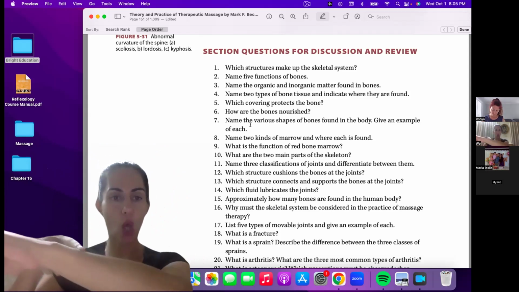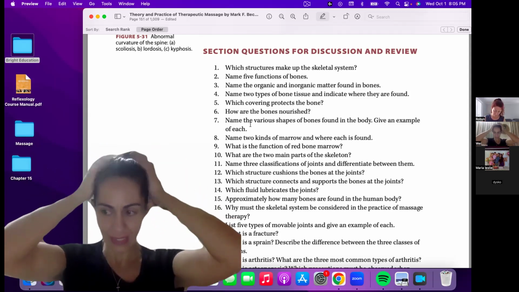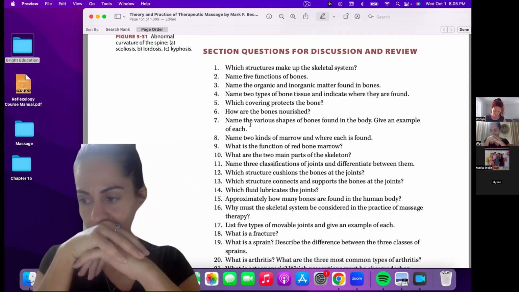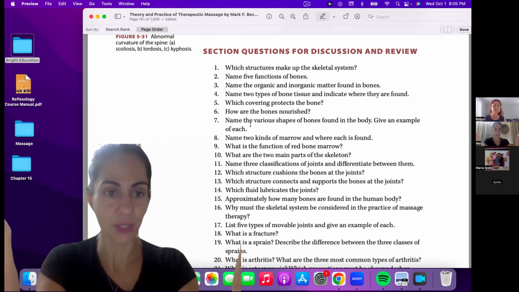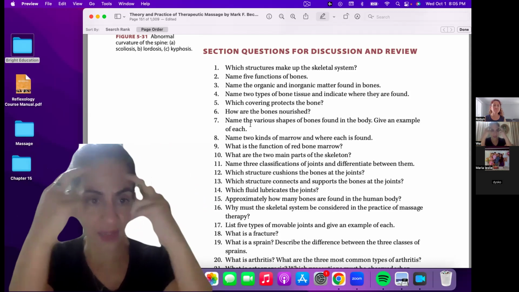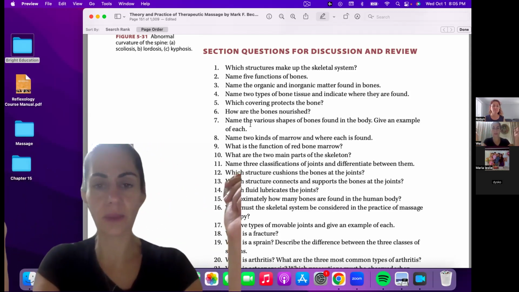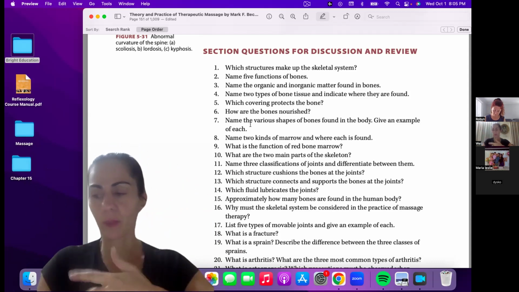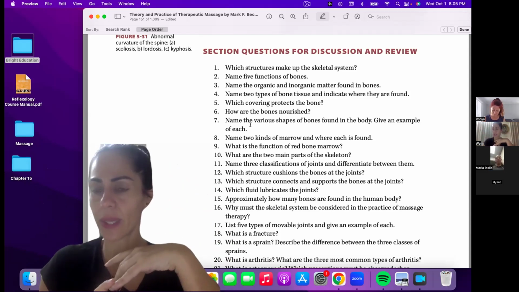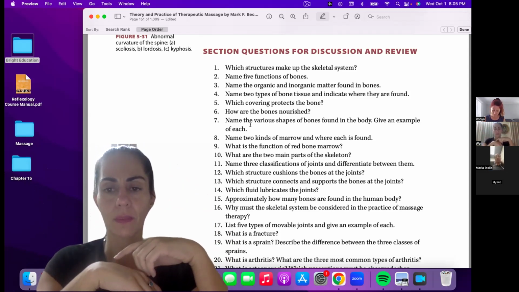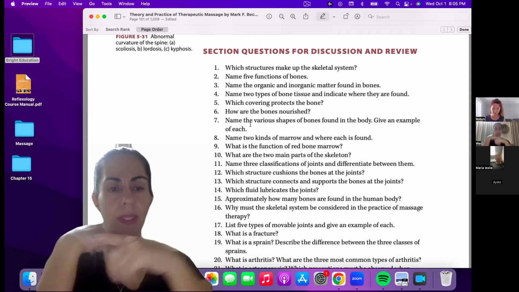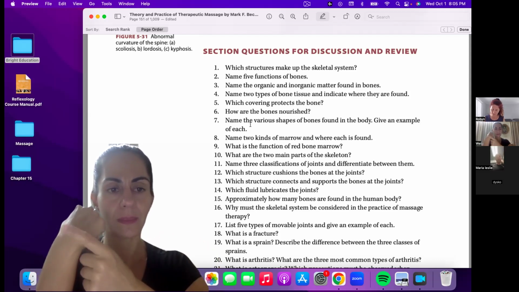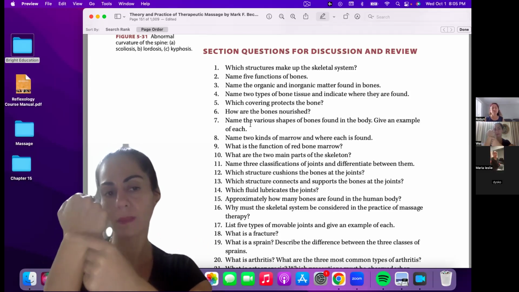So we said long, flat, like what? Flat bone, like the skull or scalp. Yeah, the skull is a flat bone. And you said long bone, like the femur, like all the other bones, like the phalanges. And then we have short bones, like the carpals.